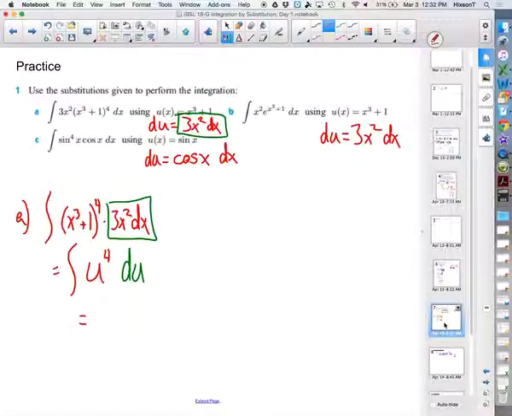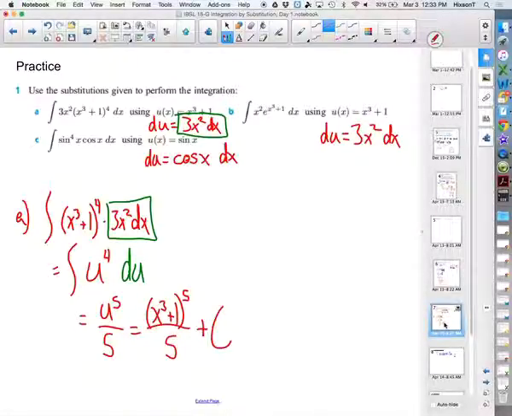So what's the integral of u to the 4th? u to the 5th over 5. So that means our final answer for this one would be x to the 3rd plus 1, to the 5th, over 5, plus c. Very good.